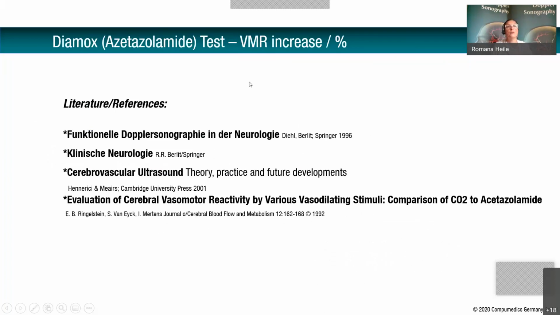Looking at the website, at the media library, you can also find the references and the literature list there, but you will also find useful information in the Doppler Atlas.